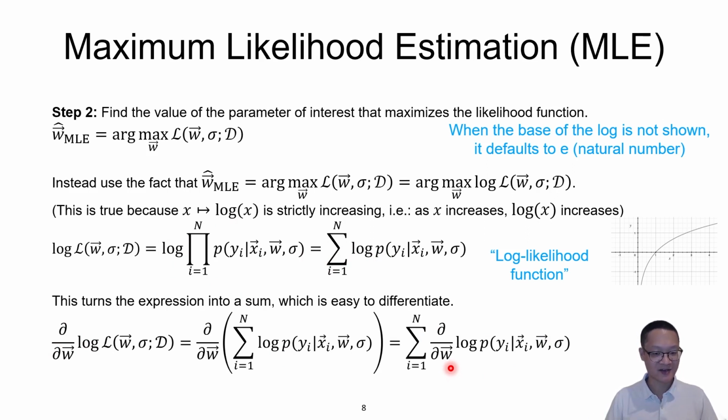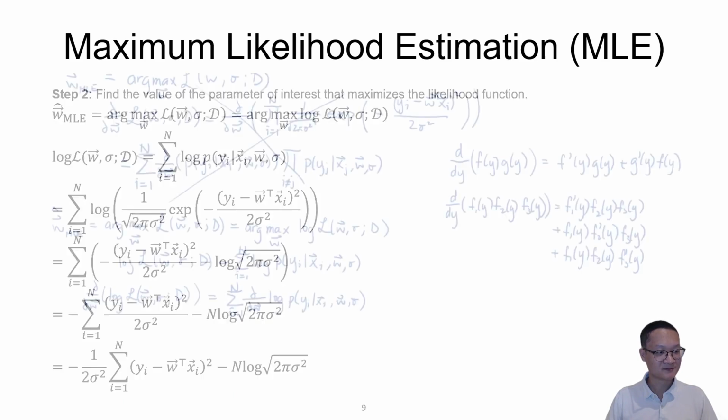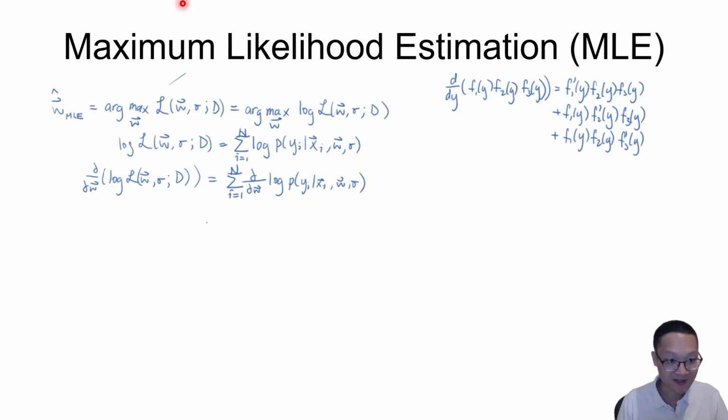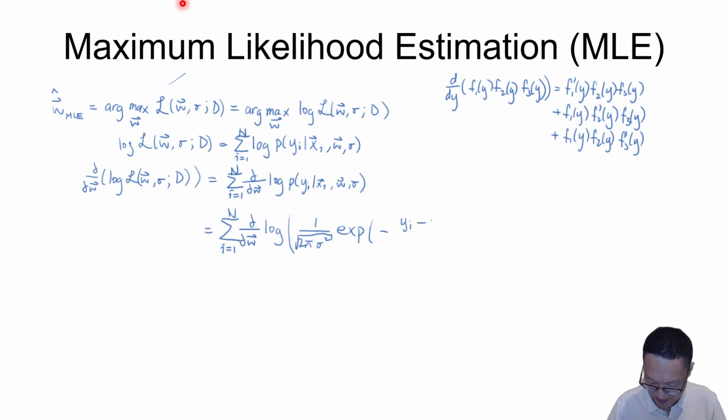Okay, again, we're going to take the gradient, set it to zero. That will give us the critical points. Okay, so now let's do that. So now we're going to write down, we're going to plug in our PDF of the Gaussian. Log of 1 over the square root of 2 pi sigma squared, times exponential of minus (yi minus w transpose x) squared over 2 sigma squared.